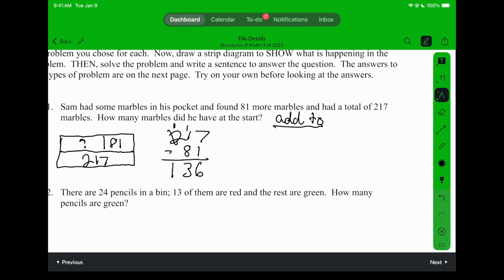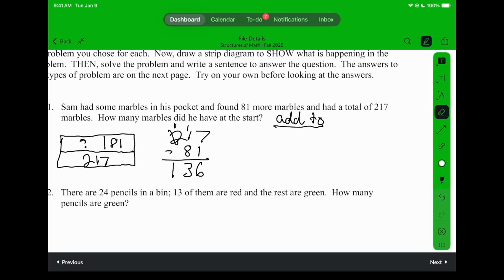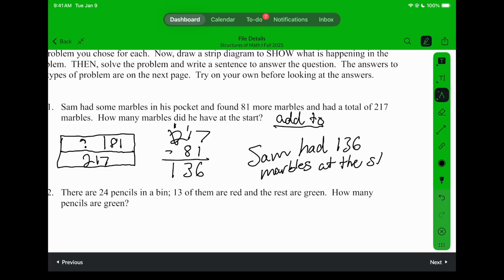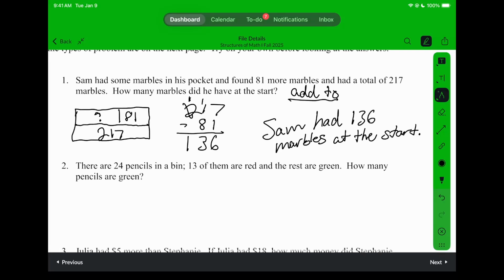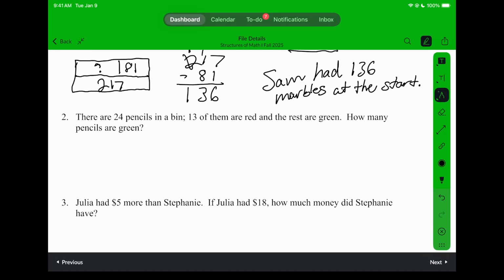And then you have to remember your sentence. And the sentence needs to show that you know what's happening in the problem. So: Sam had 136 marbles at the start. Yeah, this first sheet's going to be a breeze.